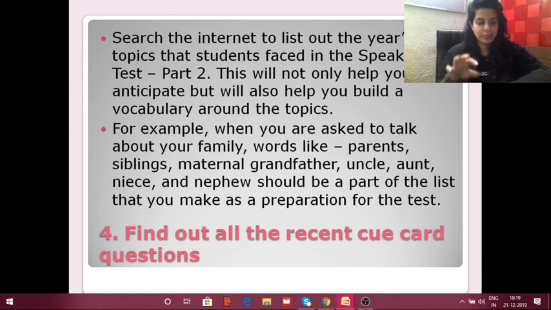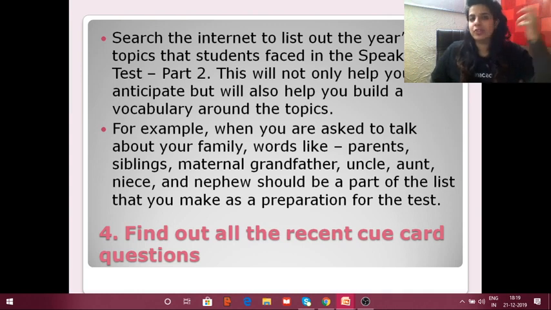Yes, some children do not focus on the previous year question papers, but I must say this is a very, very important step, because once you know the pattern, you might not get the same question or a similar one, but if you know this is the pattern, you can at least gauge, you can take some help.